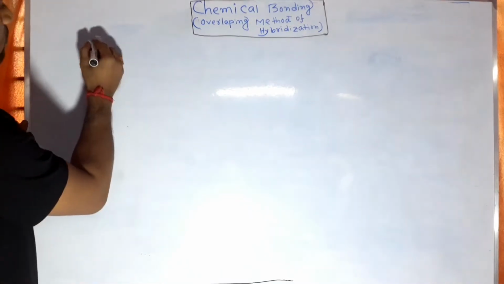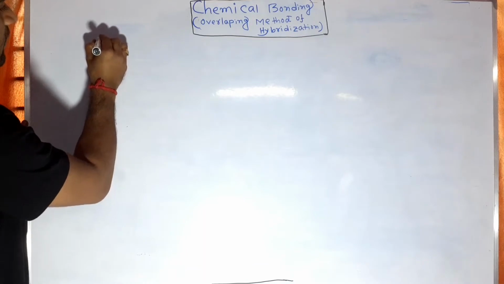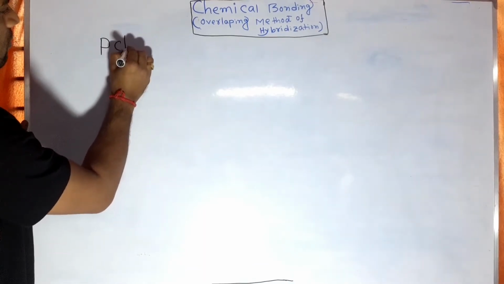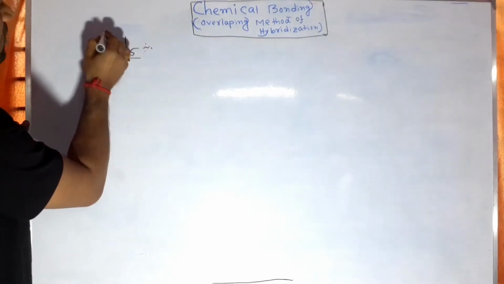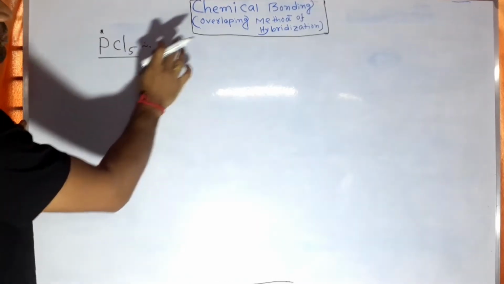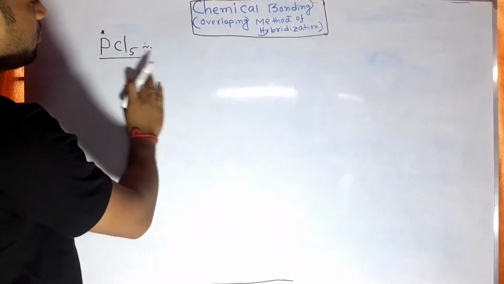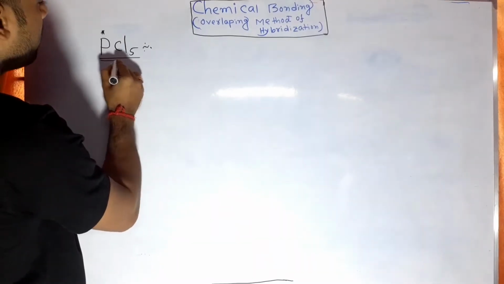Suppose an example of PCl5. What is the hybridization state of the central atom? But this method is the overlapping method. This is the elaborate process for the board exam.